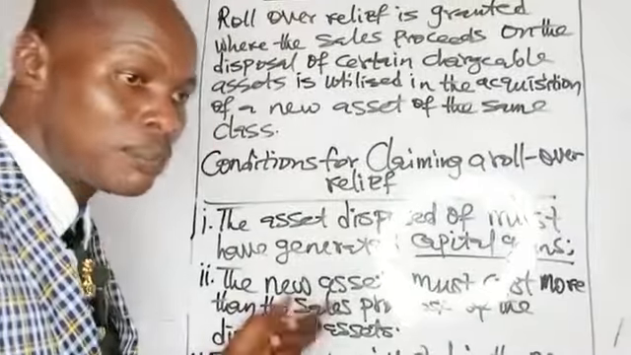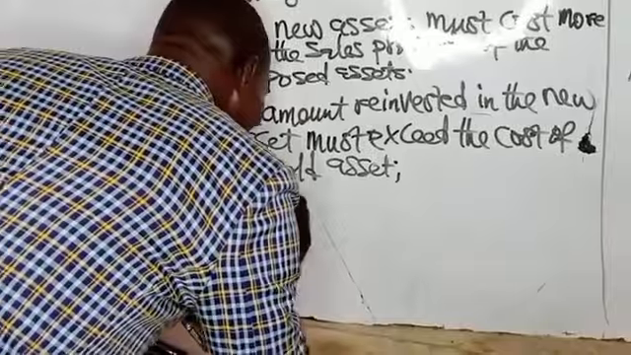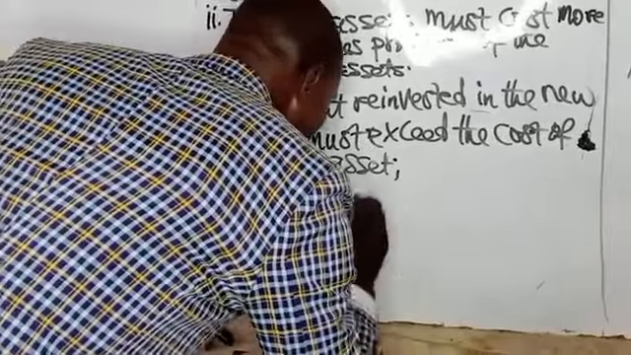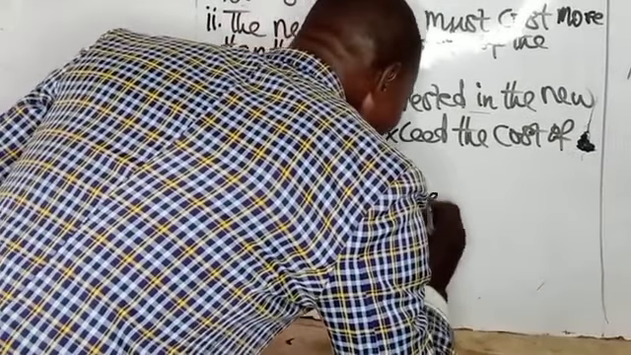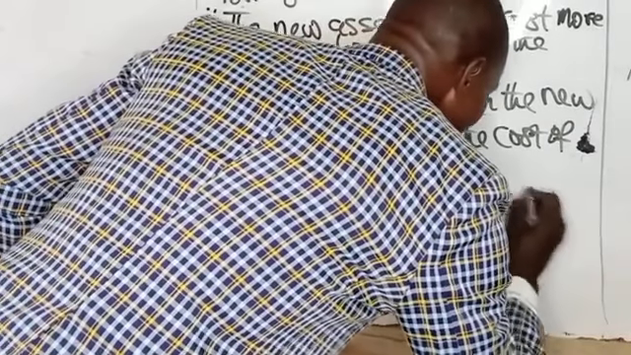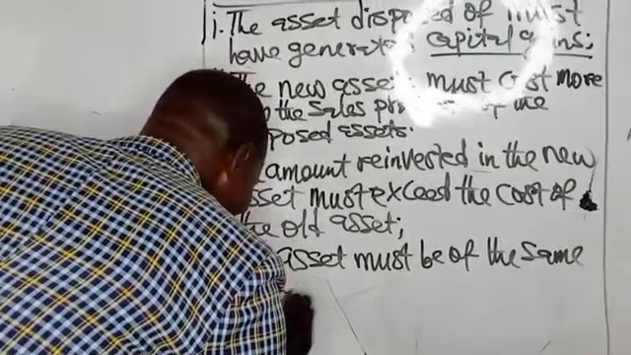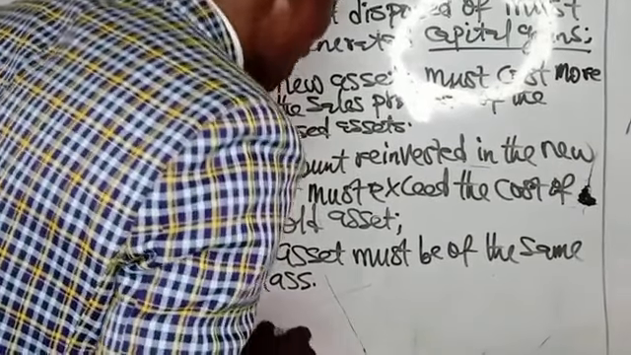Number 4, the assets must be of the same class. They must be of the same class.